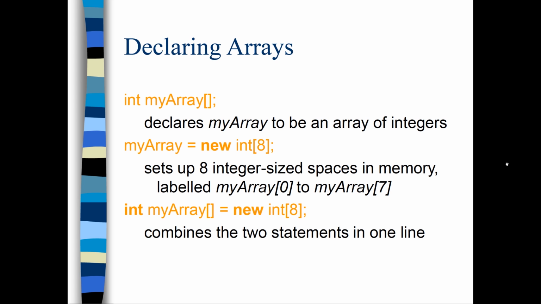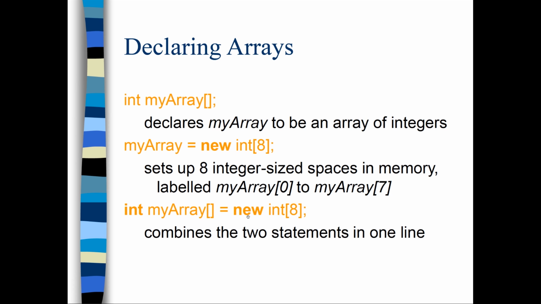So yeah, now how to initialize it or how to give some size to it. So that is using the new keyword. So we write my array equal to new int 8. So this sets up 8 integer size spaces in memory labeled from my array of 0 to my array of 7. And this is also one more way to declare an array. So either you can write it this way or this way.